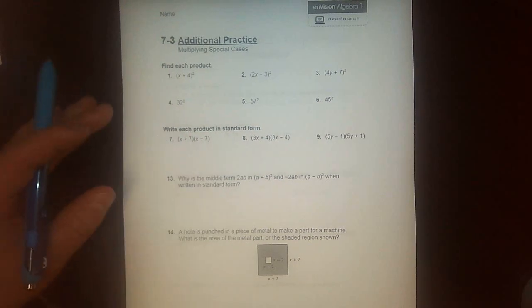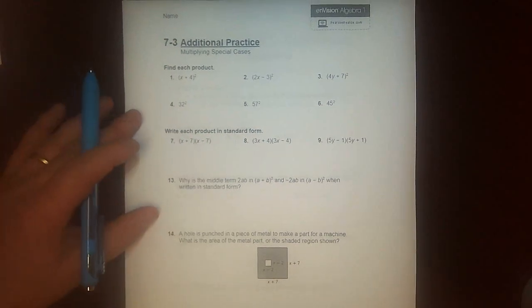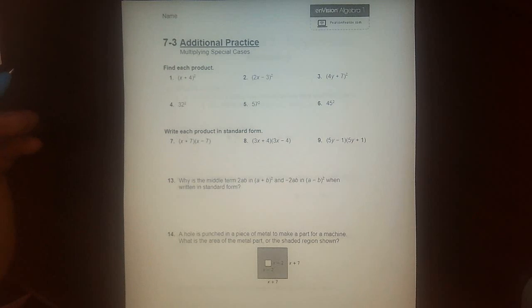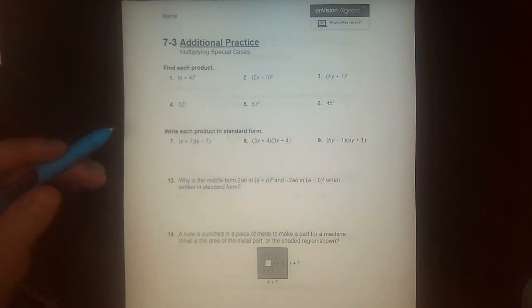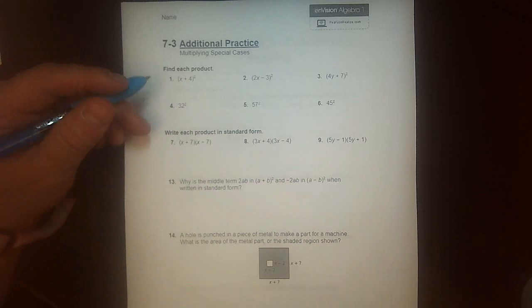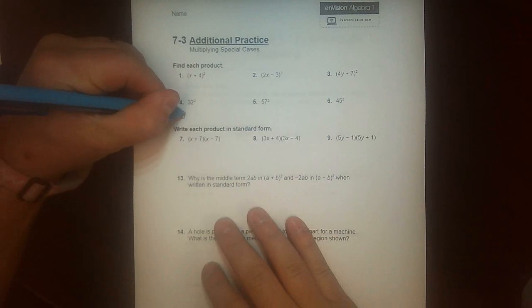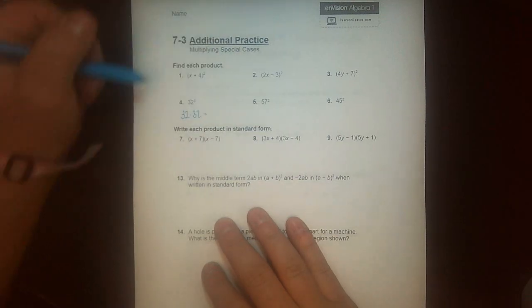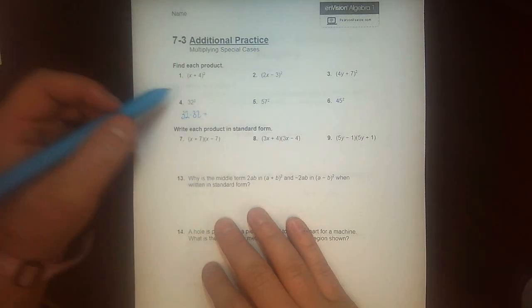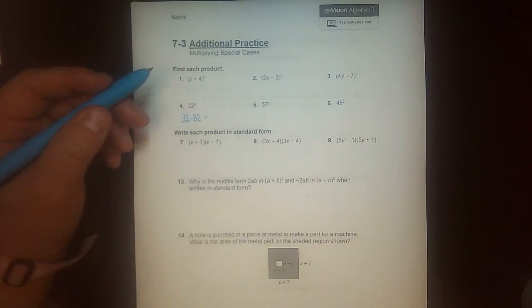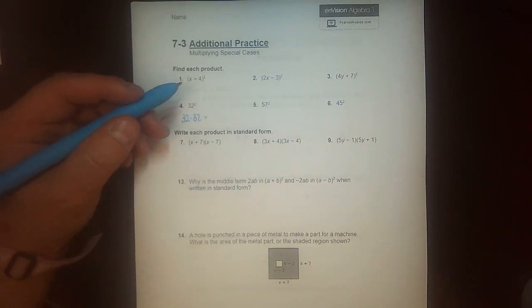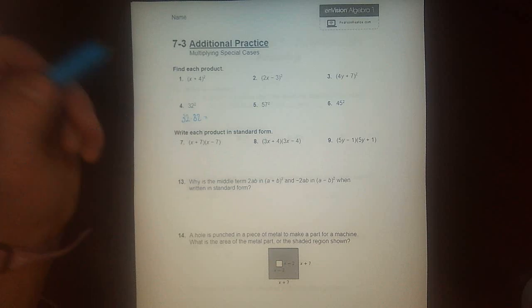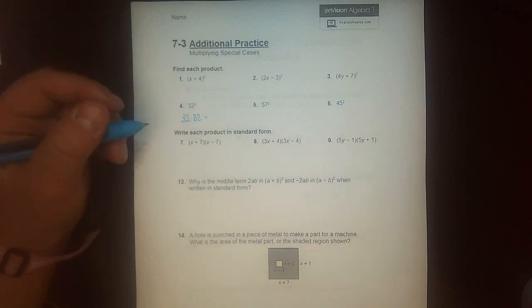Okay, so if you'll notice, this just says find each product. Now, remember, product just means multiplication. Now, 4, 5, and 6 are very easy, right? What is 32 squared? Well, 32 squared is just 32 times 32, right? Well, you can use your calculator to find that. I'm not going to give you the answer to 4, 5, and 6. That's just very straightforward. Throw that in the calculator, and you're good to go. They'll be fairly big numbers. I mean, 32 times 32 is pretty big. But yeah, so you'll do that.